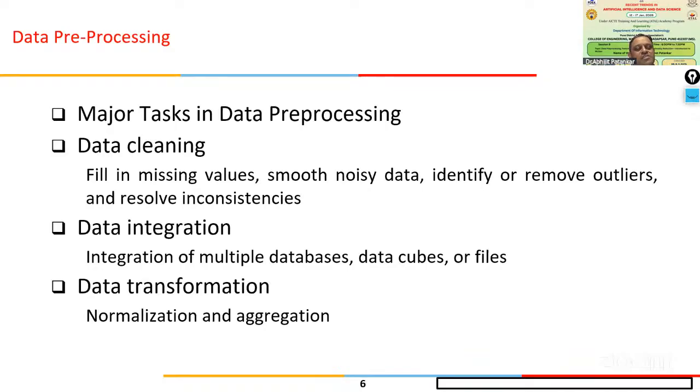Then transformation, normalization, aggregation. Like you want to transform one form of data into another form. Like if you have been given monthly salary, then you have to convert it into the average salary of the year. Then if the average salary of the year is given and you need monthly salary, you need to normalize or aggregate it as per your requirement. So that kind of transformation, converting one form of data into another, relevant.